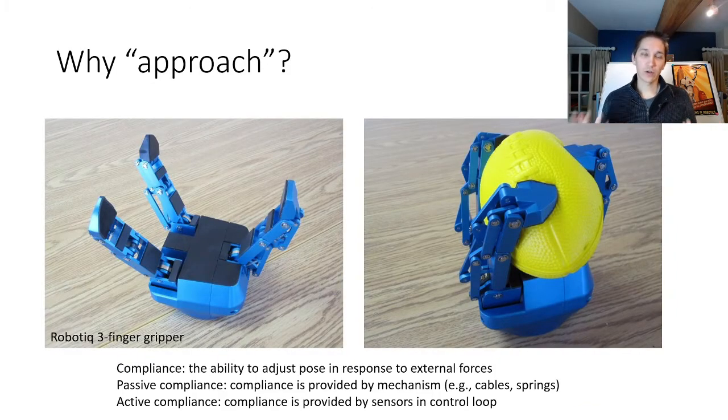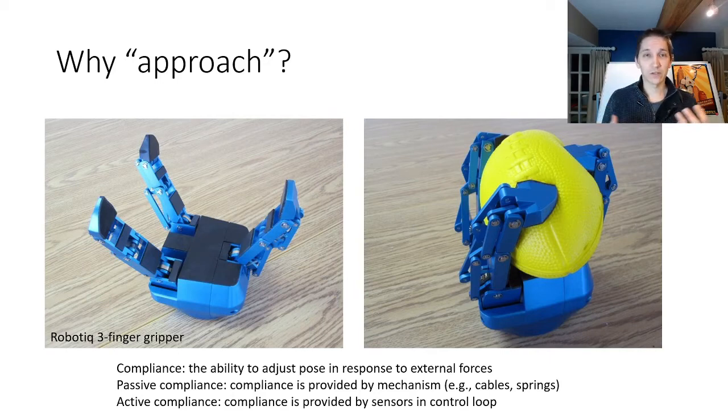So why do we do this approach? There's a number of good reasons. One of them is that we will often use some sort of mechanical compliance or an active compliance controller that will use feedback in order to acquire the object in the last inch. Compliance is the ability for the gripper to conform to the shape of the object, and it adjusts its pose in response to the contact forces that it's feeling.